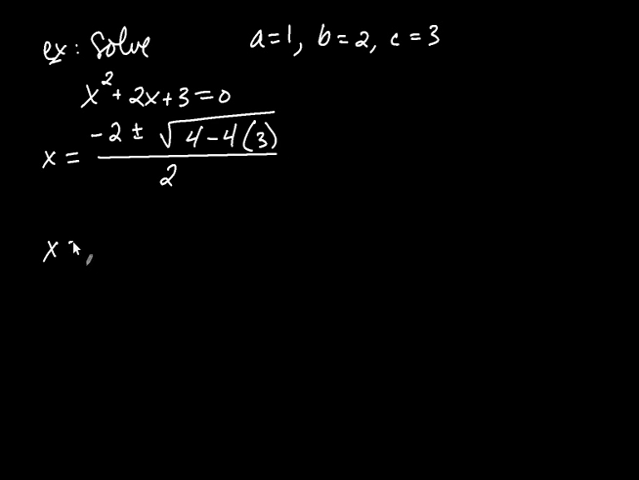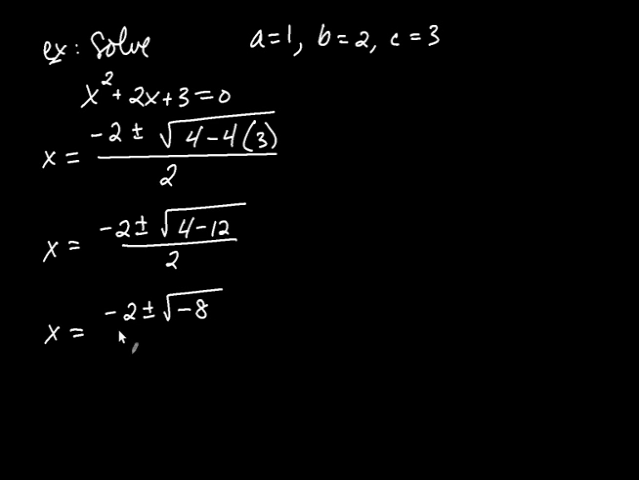So x is equal to, let's see, it's going to be negative 2 plus or minus the square root of, okay, 4 minus 12 under the radical, all over 2. So x is equal to negative 2 plus or minus the square root of negative 8 over 2. So x is equal to negative 2 plus or minus, now the square root of a negative, that's going to be i, right, our buddy, square root of 8 all over 2.